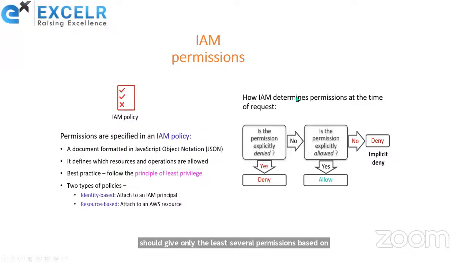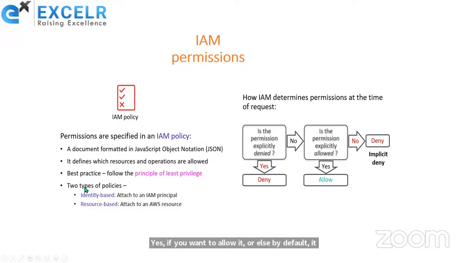How does IAM determine the permissions at the time of a request? You can see, are the permissions explicitly denied? Yes, by default all the permissions will be denied. Are the permissions explicitly allowed? Yes, if you want to allow it, or else by default it will be completely denied. You need to allow it manually.